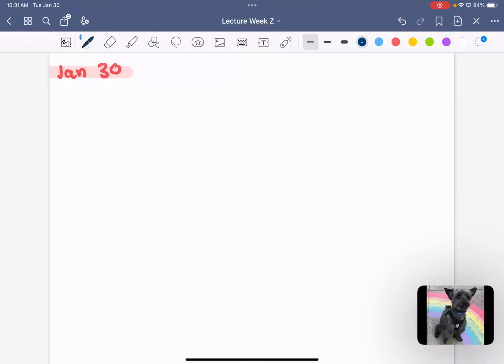Okay, let's go ahead and get started. I hope you all had a nice weekend. So today we're going to talk about paths, cycles, and trails.